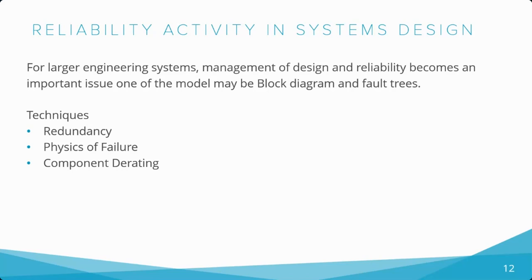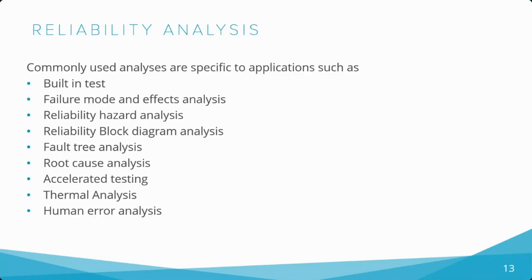Another common design technique is component derating. Selecting components whose tolerance significantly exceeds stress, such as using a heavier gauge wire that exceeds the normal specification for the expected electrical current. We just brushed on the techniques. Now let's get to know some analysis methods.